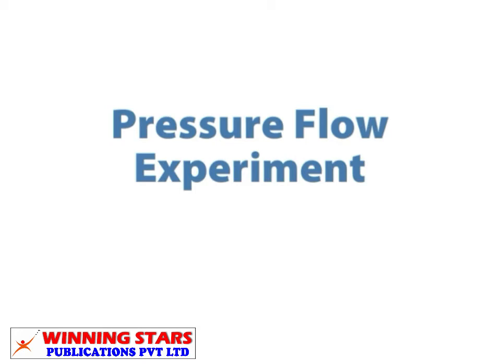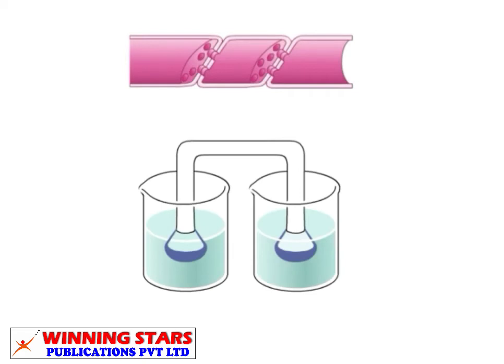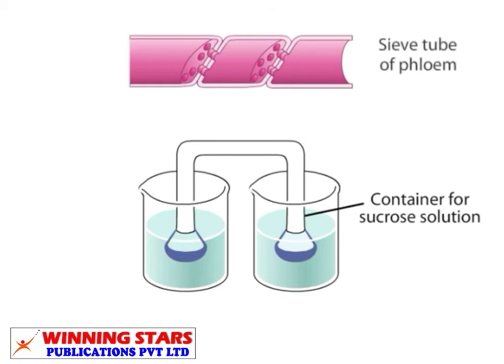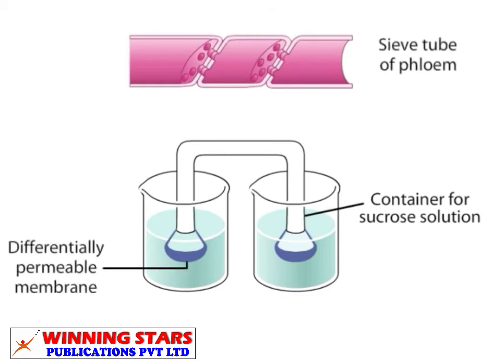Many scientists have contributed to these experiments, which will help you to know how the sieve tube is mainly responsible for the flow of sugars in plants. Let's take two vessels in which the tube that is appearing is considered the sieve tube. It has containers with sucrose solutions as well as the sieve tube, and two permeable membranes are placed.